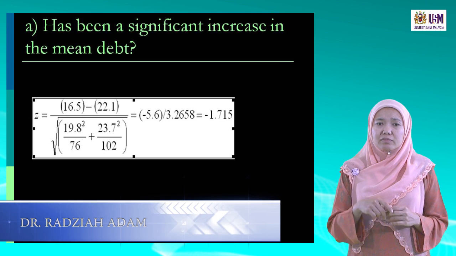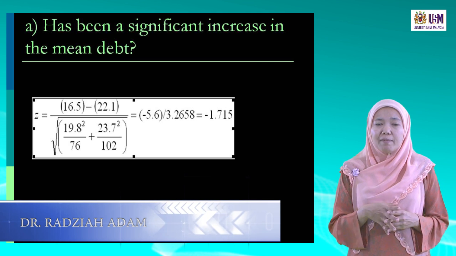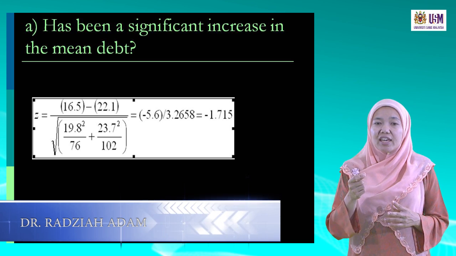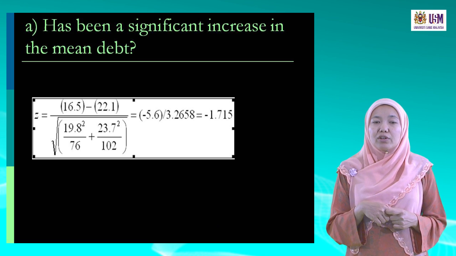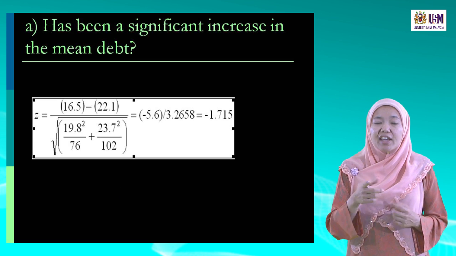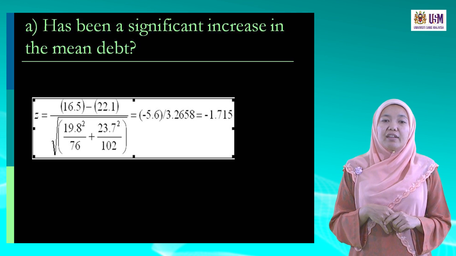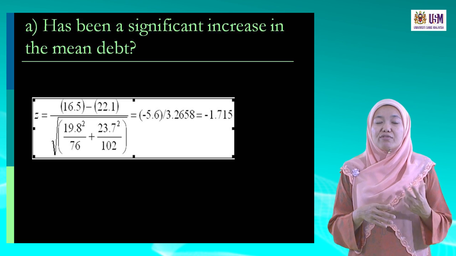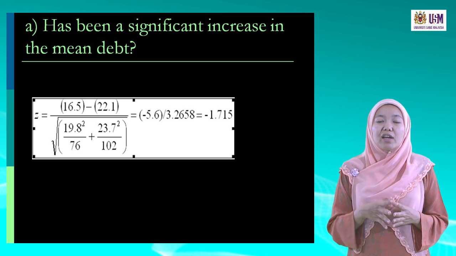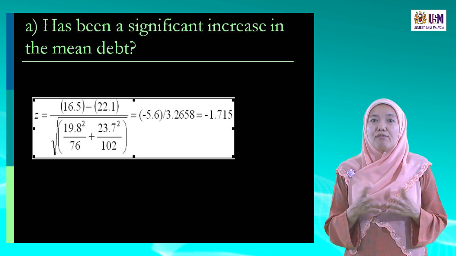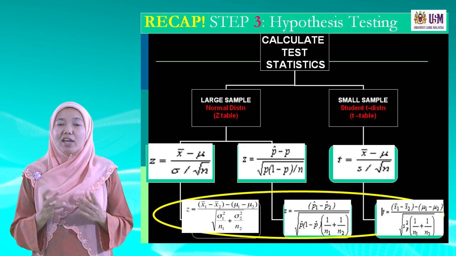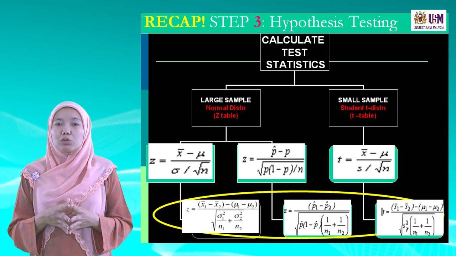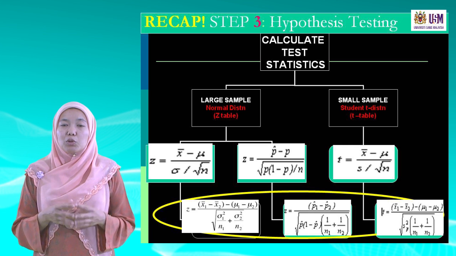So you have 16.5 minus 22.1, and then you divide with the denominator, you take the square root of 19.8, that is the standard deviation for 1990, 19.8 squared divided by the sample size 76. And then you have the standard deviation for 1992, 23.7 squared divided by 102. So you have the answer, 91.715.